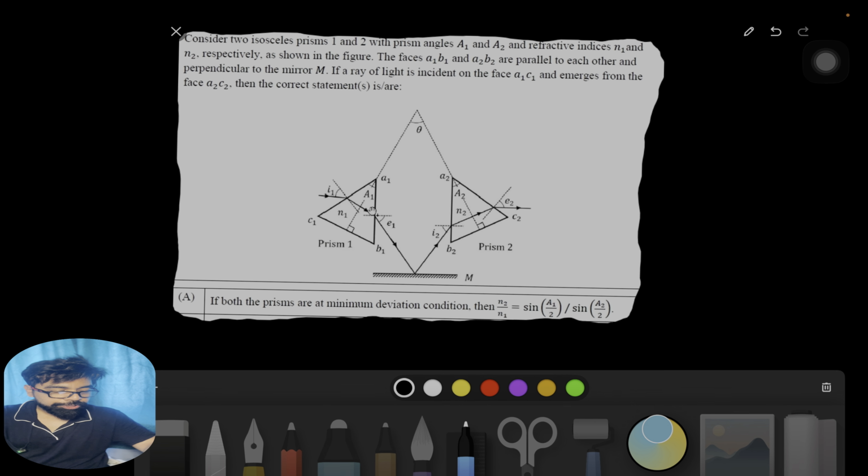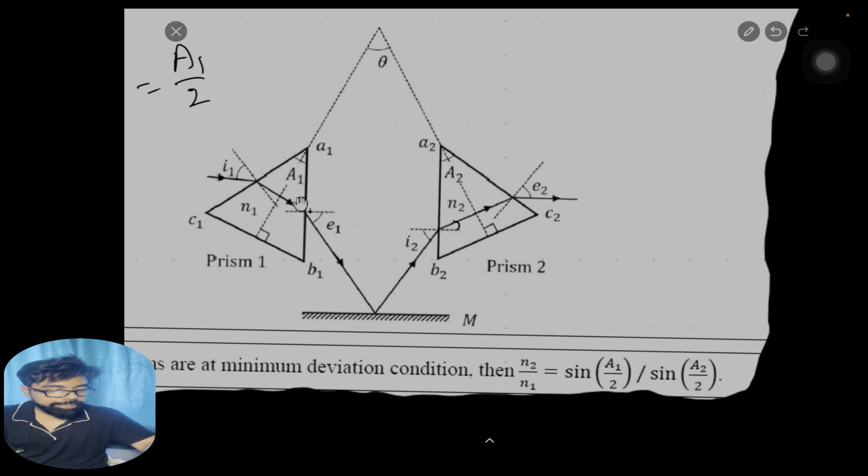Now what the question is saying: if both the prisms are at minimum deviation condition, then a condition is given. We all know that if the first prism is in minimum deviation condition, then R1 equal to R2 is equal to how much? It is going to be A1 by 2, because for the first prism the angle of prism is A1. For the second prism, this angle is R3 and this angle is R4. So R3 is equal to R4 is equal to A2 by 2.